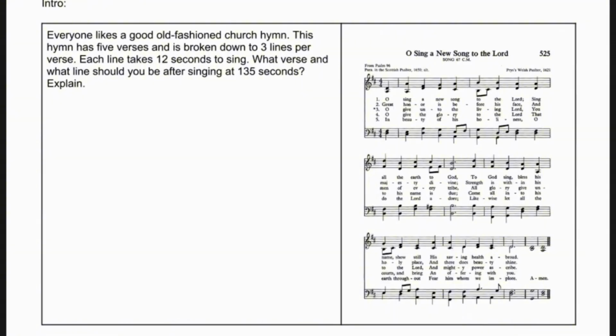Everyone likes a good old-fashioned church hymn. This hymn has 5 verses and is broken down into 3 lines per verse. Each line takes 12 seconds to sing, according to what I just made up. What verse and what line should you be singing after 135 seconds?